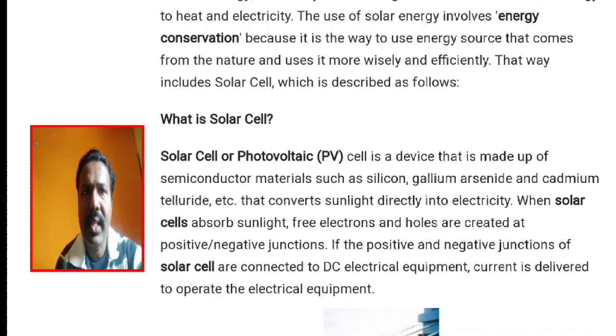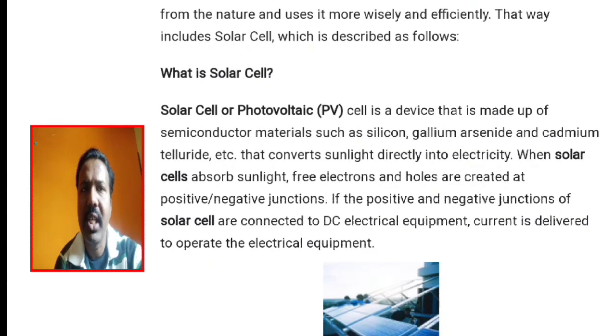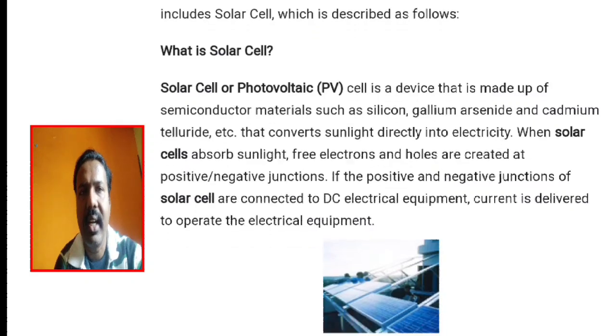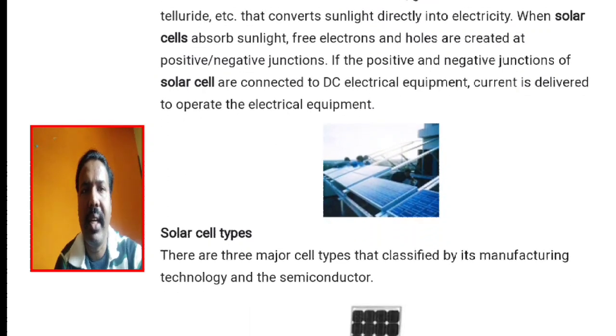This solar cell converts sunlight directly into electricity. When the solar cell absorbs sunlight, free electrons and holes are created at the positive or negative junctions. If the positive and negative junctions of the solar cell are connected to DC electrical equipment, current is delivered to operate the electrical equipment. Because of this, when the sunlight is striking these semiconductor materials, the electron flow gets started and it is responsible for creating electricity.